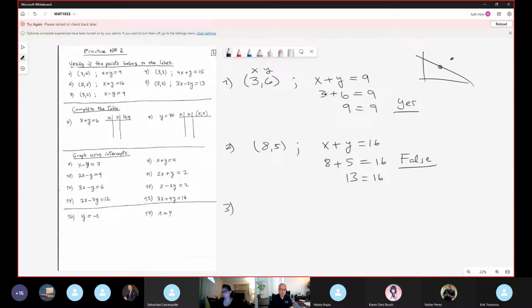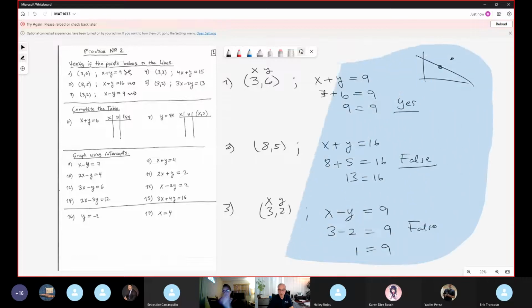Number 3. (3,2), x minus y equals 9. This is the x component, this is the y component. 3 minus 2 is 1. 1 is not 9, again it's false. Doesn't belong. So the answer is yes, no, no. Let's see number 4 and number 5. Do you understand this very well? No problem, no doubt.